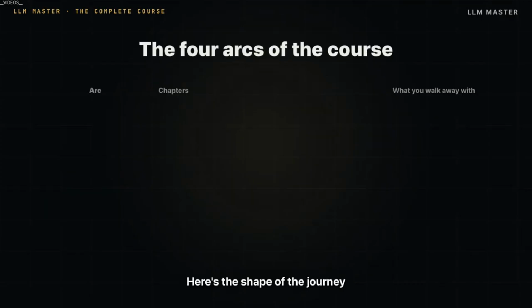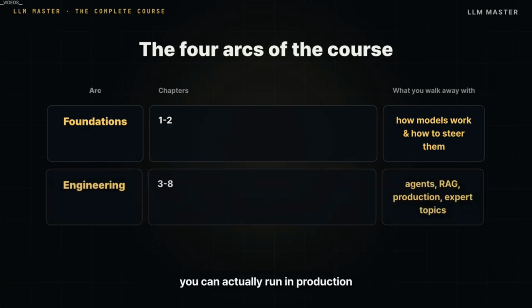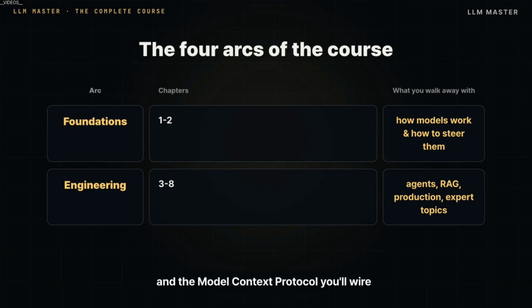Here's the shape of the journey. The first block is foundations, how models work and how you steer them. Then the engineering core, agents, retrieval, and everything that turns a demo into something you can actually run in production. Then the ecosystem, the frameworks, SDKs, vector databases, and the Model Context Protocol you'll wire together in real projects.